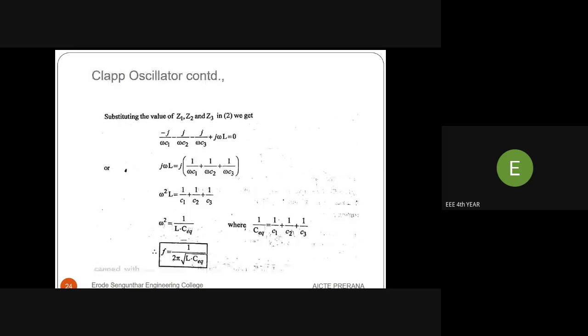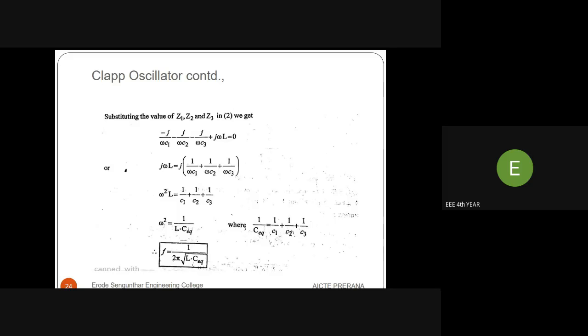Now substituting Z1, Z2, Z3 values in the imaginary part of the general equation, we are getting minus j divided by omega C1 minus j divided by omega C2 minus j divided by omega C3 plus j omega L equal to 0. Or j omega L equal to j into 1 divided by omega C1 plus 1 divided by omega C2 plus 1 divided by omega C3.